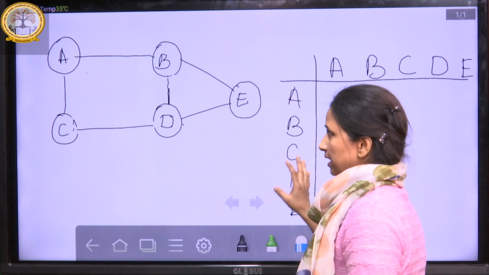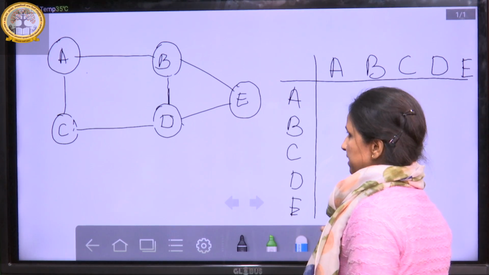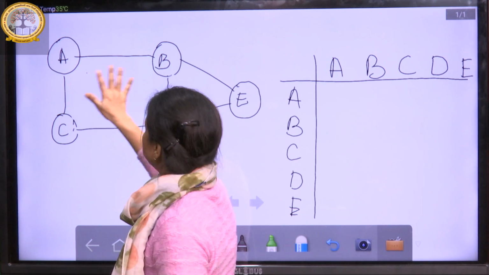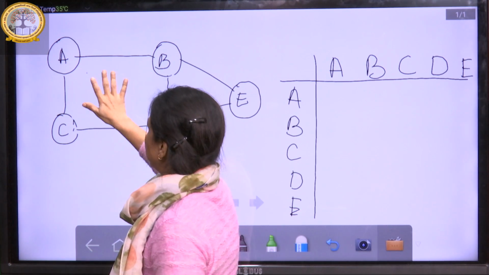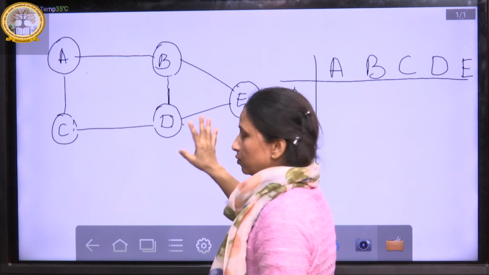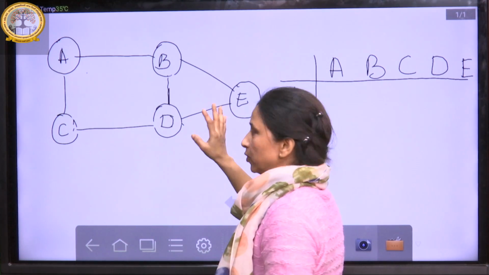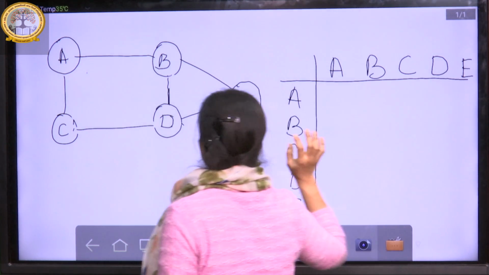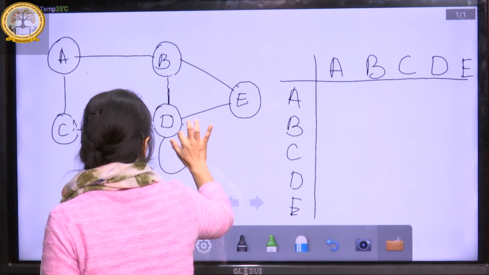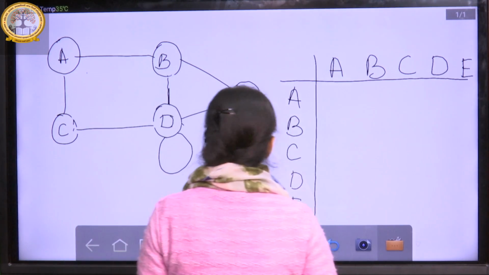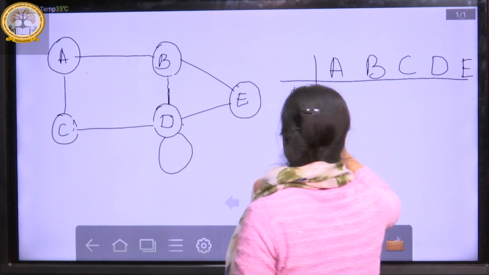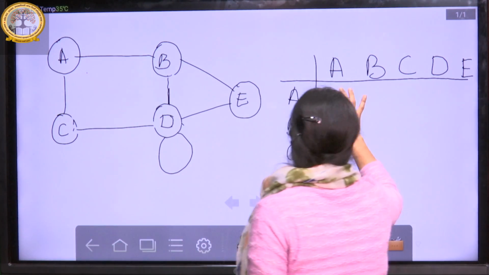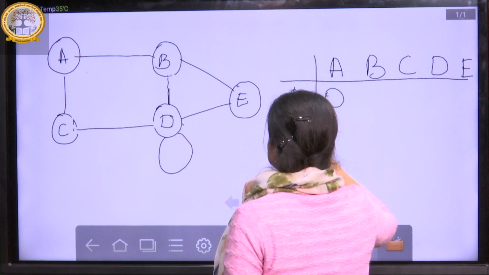Now I am going to make the adjacency matrix for this graph. It is an undirected graph. It means that if there is an edge between two nodes, we will put 1, and if there is no edge, we will put 0 in the row and column of the corresponding node. Is there any edge or self loop on vertex A? No. Then I am going to put 0 here.